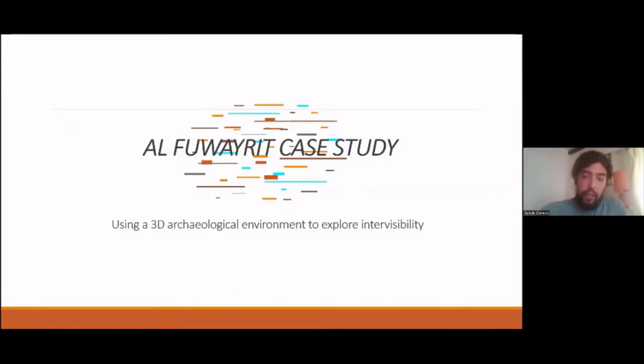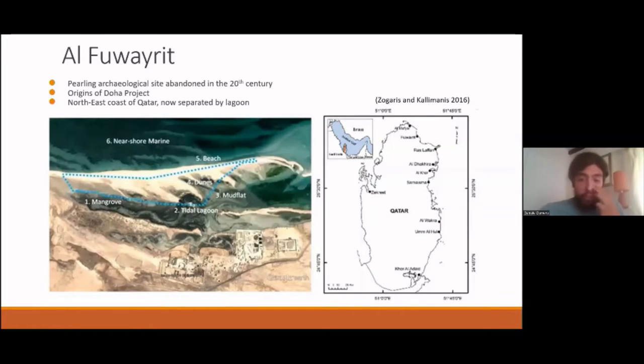To be precise, the reconstruction project of the village of Fuwayrit focuses on exploring intervisibility within a typical village of pearl fishers on the coast of the Arabian Gulf. The archaeological site of Al Fuwayrit is comprised of various buildings, most of which were the residences of these pearl fishers settled since the 1800s.